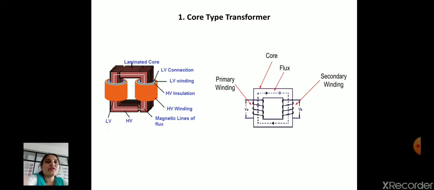Normally, cylindrical type of winding is used for a core type of transformer. For distribution purposes, we can use this core type transformer.